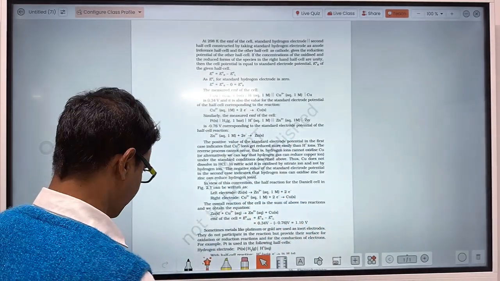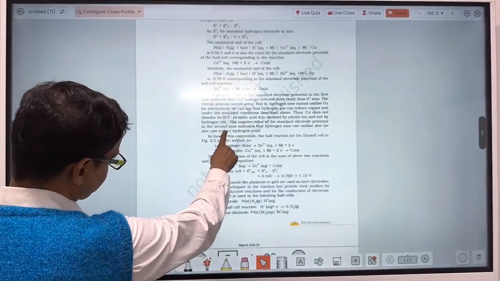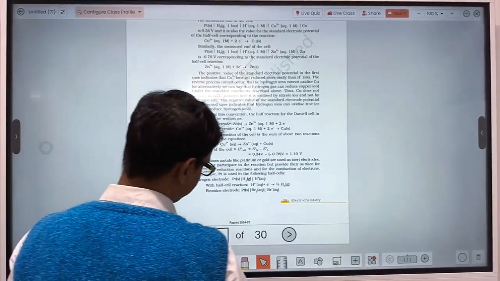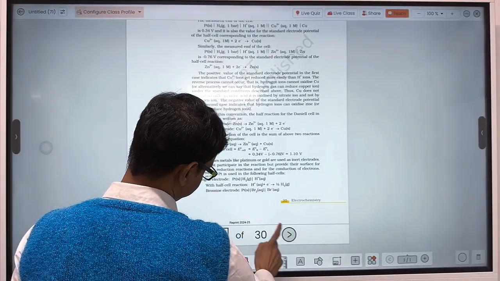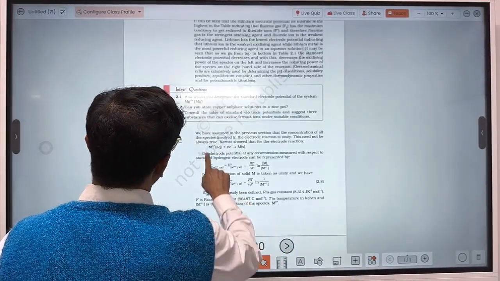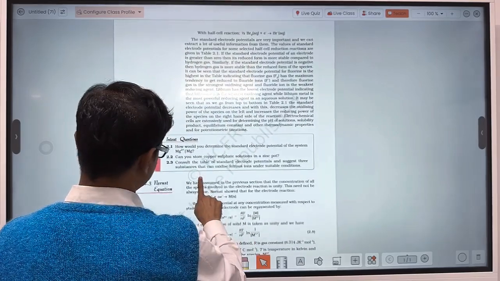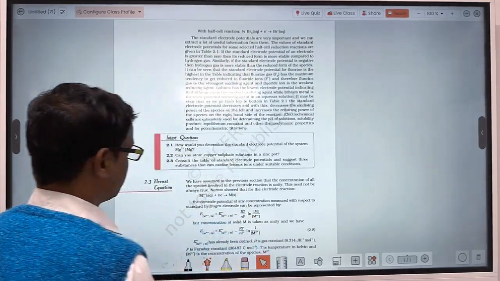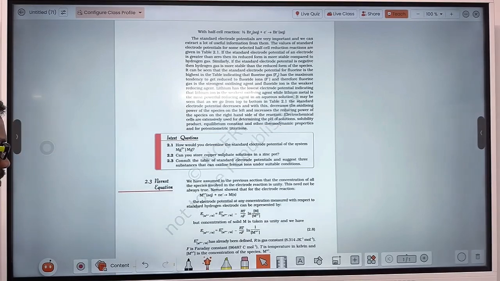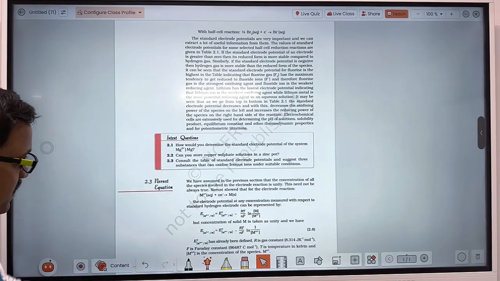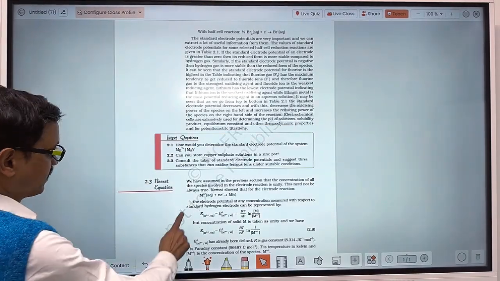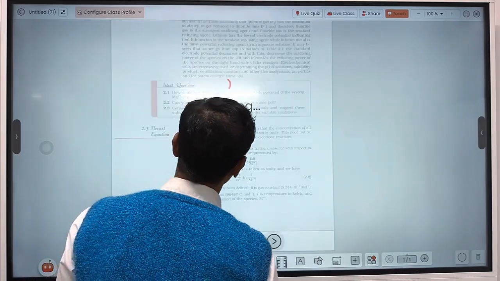Okay, now let's proceed. This one we have already discussed. These are just like the story parts. Half cell reaction, what is that? We did that. Now let's see about this question. How would you determine the standard electrode potential of the system Mg2+/Mg? About that one, very simple.